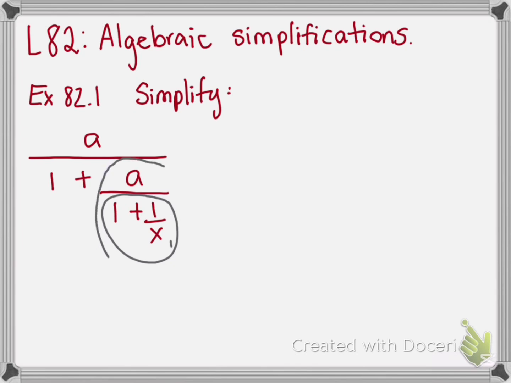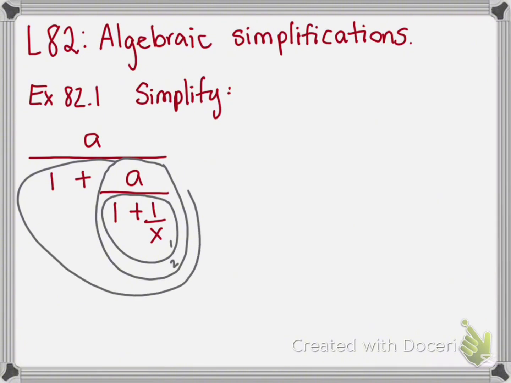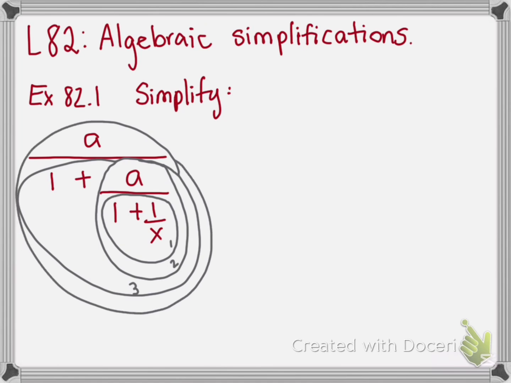Then we're going to do this division. Then we have to do another addition, so another common denominator. That would be number 3. And then finally, we have an extra layer of division, so that would be number 4. So if you do it like that in order, you're not going to have many problems.